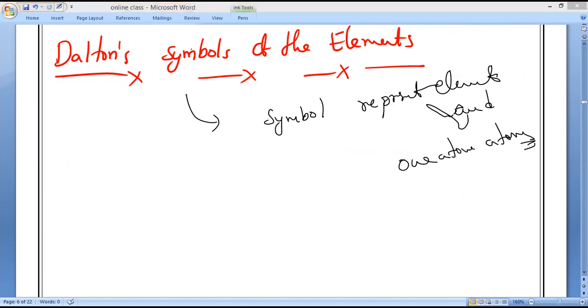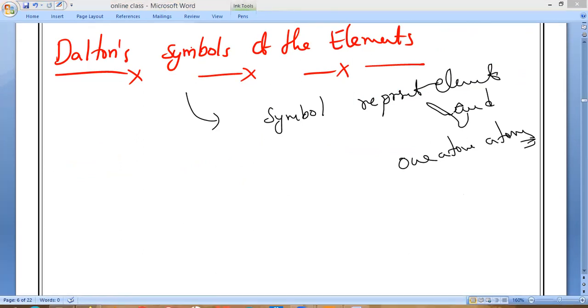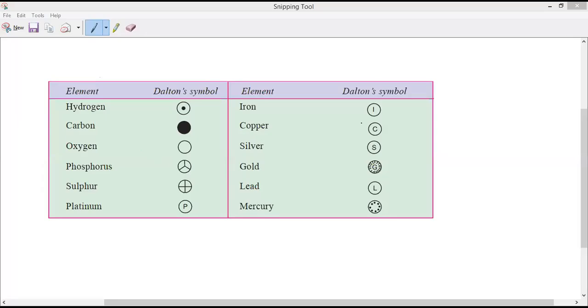By that time the number of elements was very small, so the symbols given by Mr. John Dalton, as you can see in our NCERT book also, were always represented in the form of a circle with some changes. If you take one circle and make a dot in the middle, that is the symbol of which first known element? Hydrogen. And if we shade it completely, what is it? Carbon, the carbon element and carbon atom.